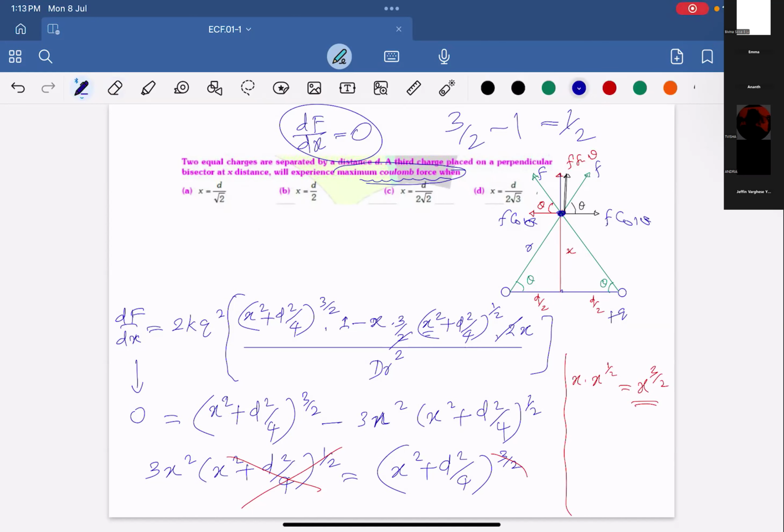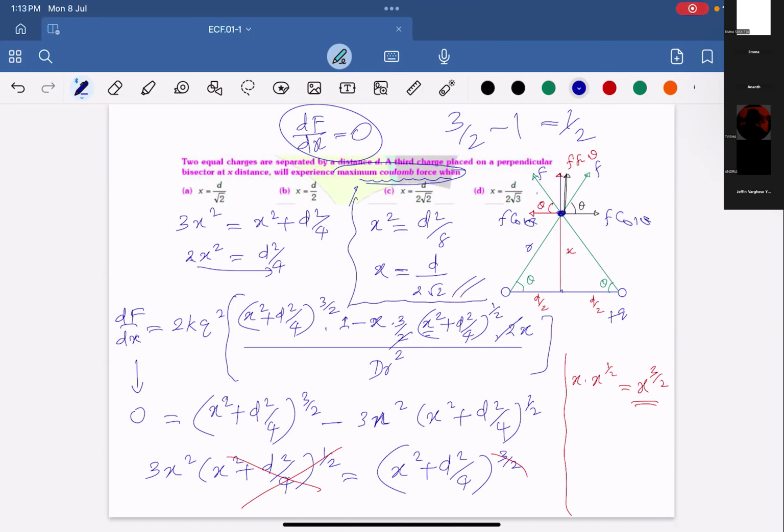I have 3x square on the left side, equal to, right side, x square plus d square by 4. If 3x square is taken to the left side, you get 2x square is equal to d square by 4. What I want to get is x square. So x square will be d square by 8, and x will be d by 2 root 2. 2 root 2 is square root of 8. So the final answer is plus or minus d by 2 root 2. So answer is option C.